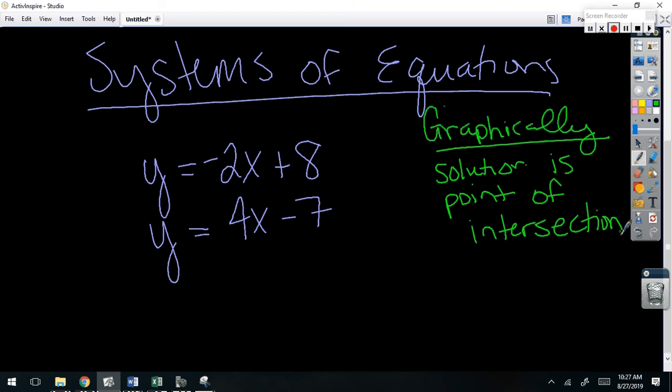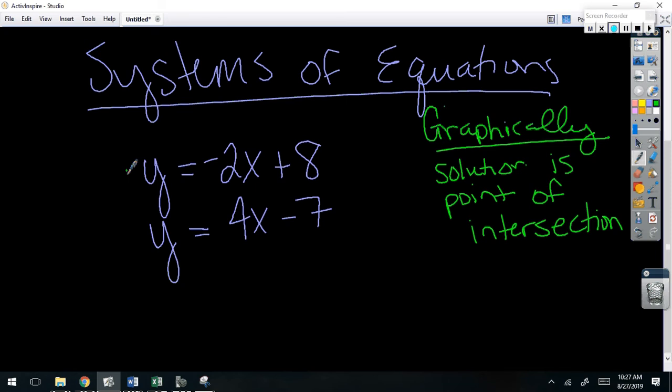So with this you have to be a little more precise so that you can correctly estimate that point of intersection, or else it won't be correct. Now, when you find that point, it is going to make this equation true and this equation true. It's going to work for both of them. So if you plug it in, it should give you a correct equation for both. So let me show you what we're talking about here.